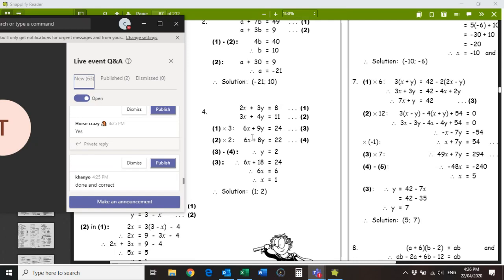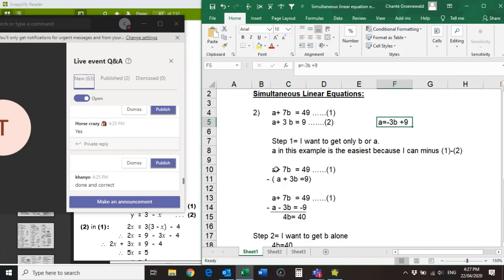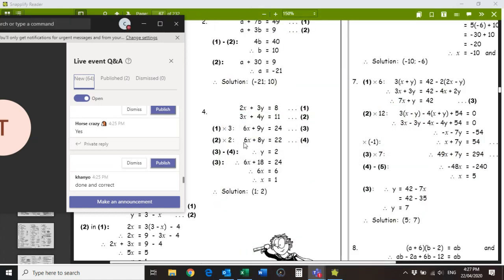Now I can see that these two are the same. So if I put a bracket and subtract number 4 from number 3, remember the signs will change, because if it's in a bracket, then obviously I have to multiply the minus in. So we have 6x minus 6x is 0. Then we have 9y minus 8y, which is 1y. You can leave the 1 there, or just write y, it's fine. Then 24 minus 22 gives me 2.